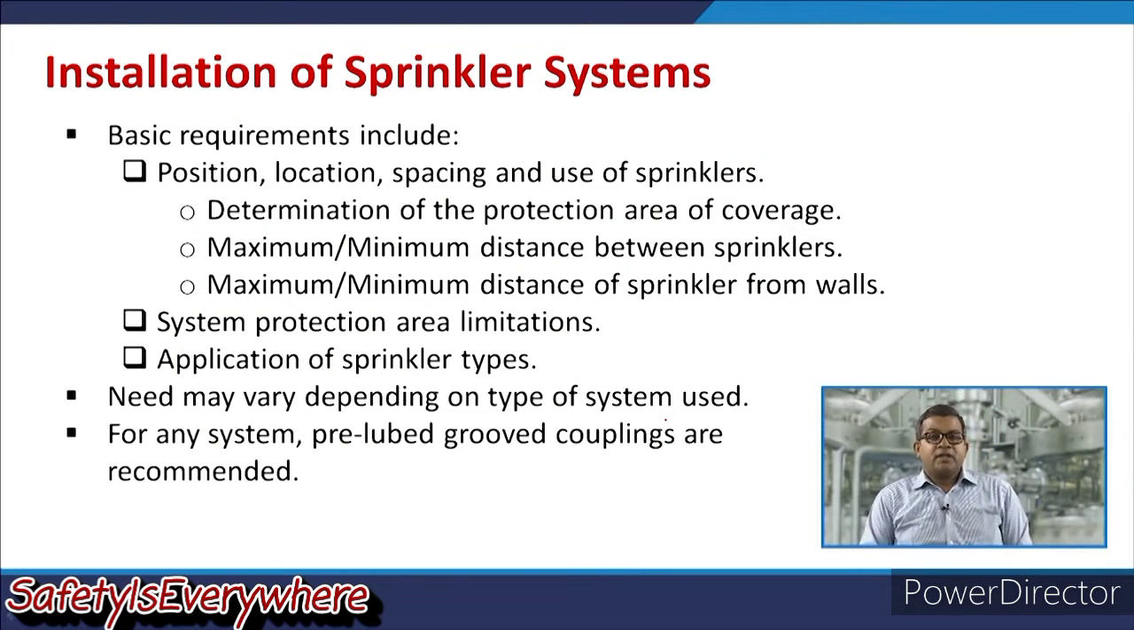Now the question arises of how to install the sprinkler system. You must identify the basic requirements for those sprinkler systems. Usually there are four types of requirements for the sprinkler system. One is the position, location, spacing, and how to use the sprinkler system. First, you need to determine the protection area of coverage, that is, how much area you need to cover with the sprinkler system, because of certain inherent limitations of those systems.